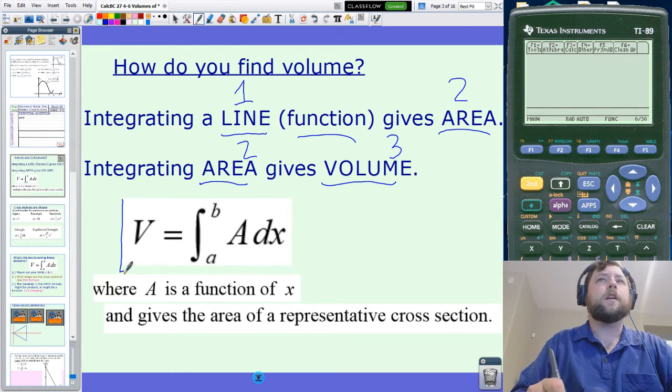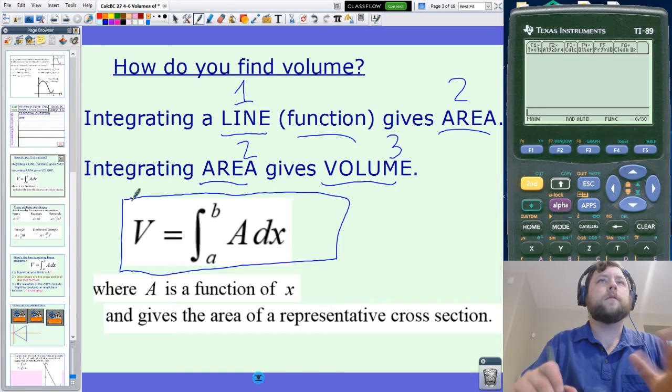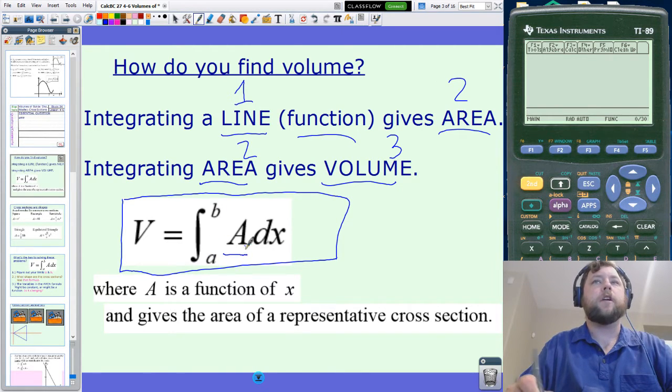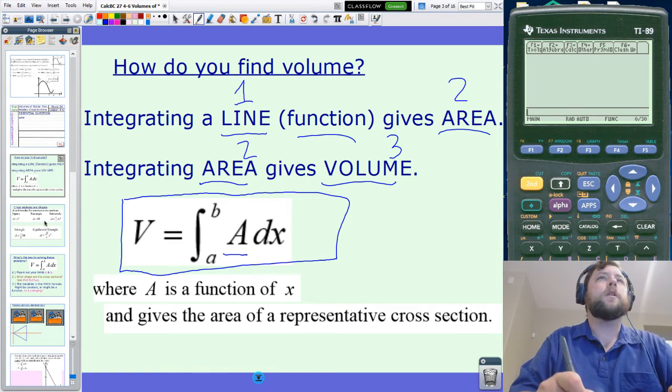So the formula for finding the volume of some figure is the integral from a to b of the area, where area is some function. So it's not going to be just some number. It's going to actually be some function we use to figure out area. And that area then gives the area of the representative cross section. So we're going to have to use one of these functions.